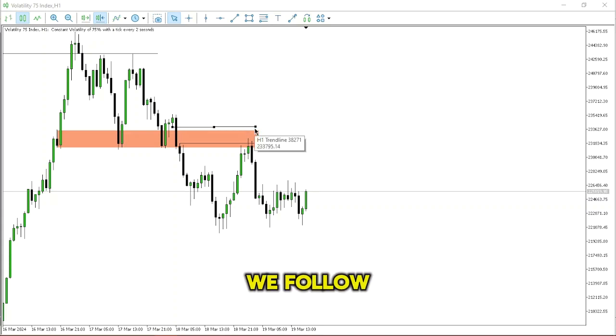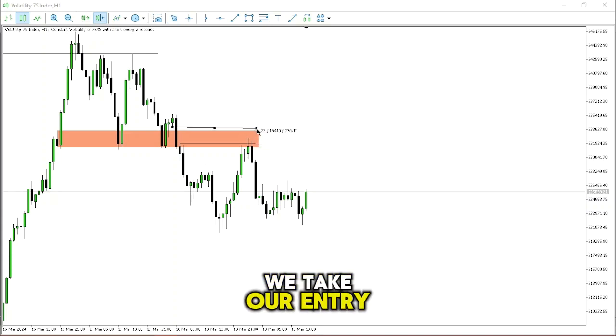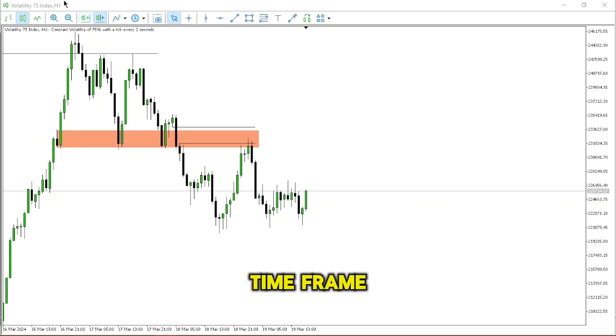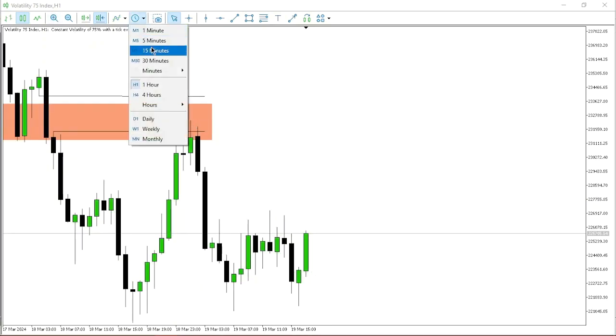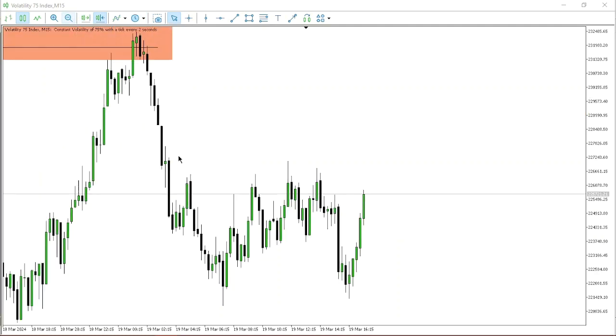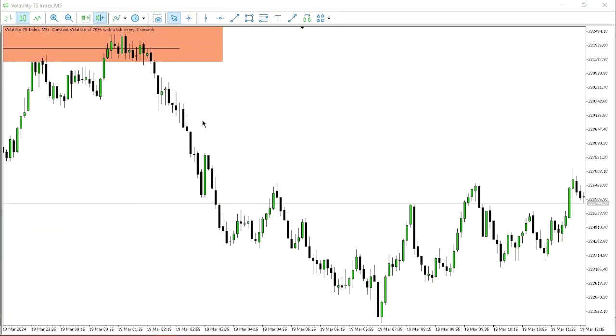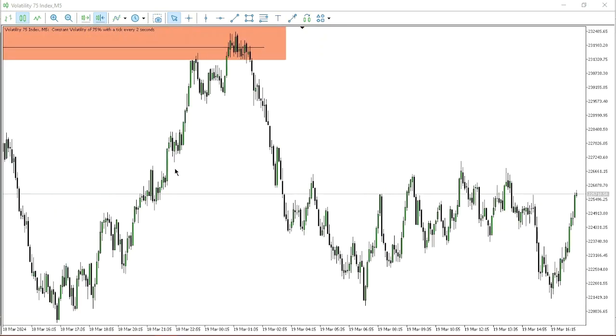And then of course we followed on to the third step. We take our entry on the 15-minute time frame or lower. Okay, now let's see here on the reaction on that, if there might have been a setup for us to take on the 15-minute time frame, nothing there. But on the 5-minute, you're gonna notice something.